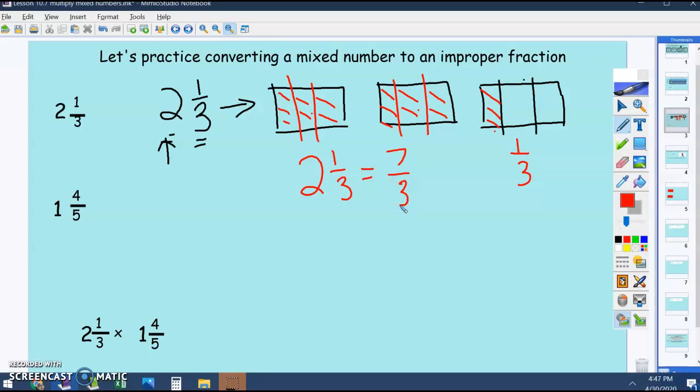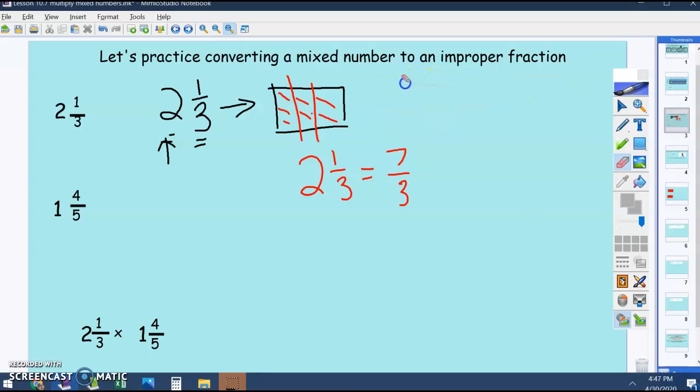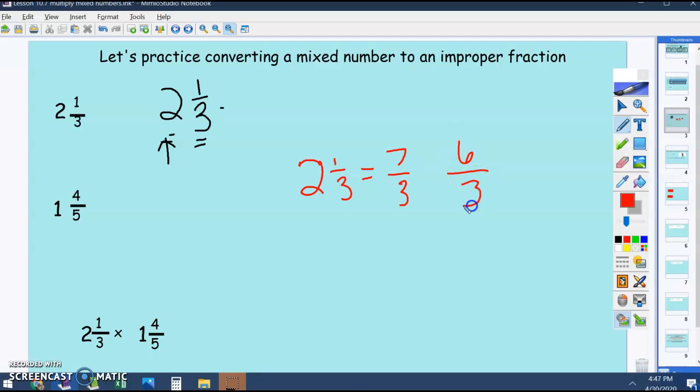And I would think about that to check myself and see if that seems reasonable. Does it seem reasonable that 7/3 is the same as 2 1/3? Well, I know that 6/3 would be equal to 2, right? And I have one more third. So that makes sense that it's 7/3. So let's look at one more.